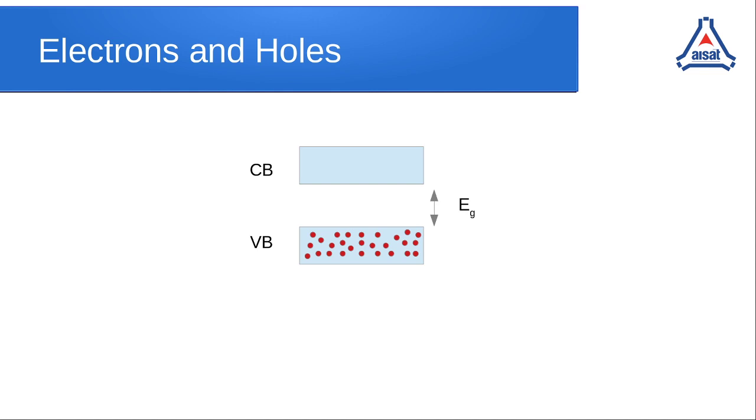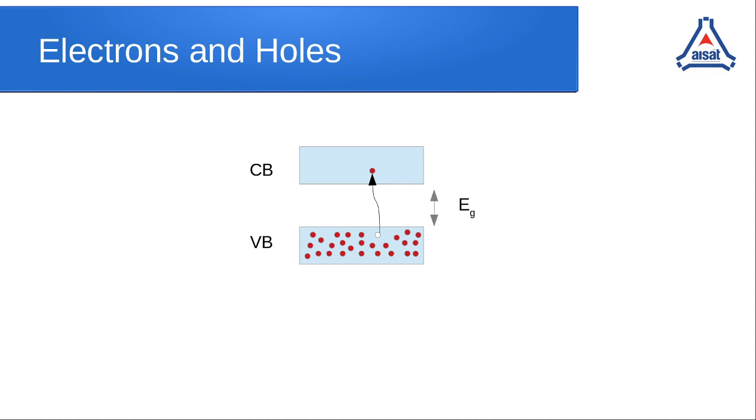Since the electrons occupy all the available states in valence band, they cannot move in valence band. And since there is no electron in conduction band, there won't be any current. Now suppose an electron from the valence band escapes to the conduction band. It becomes a free electron.